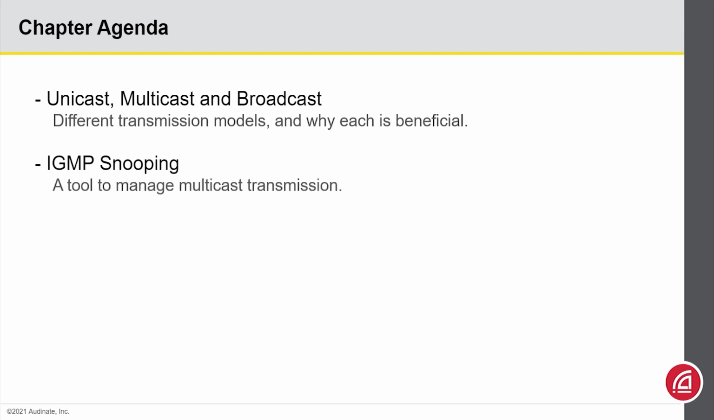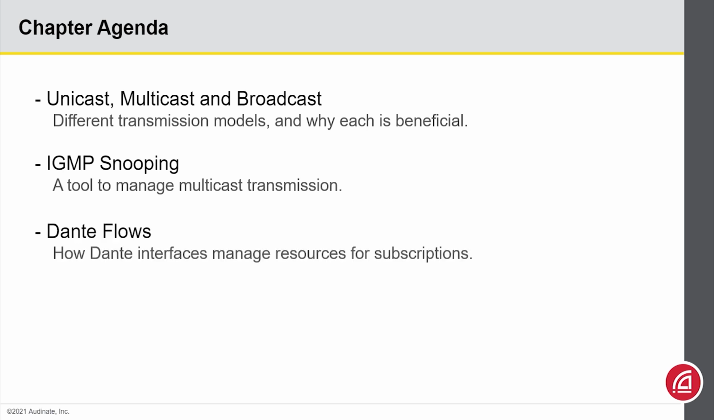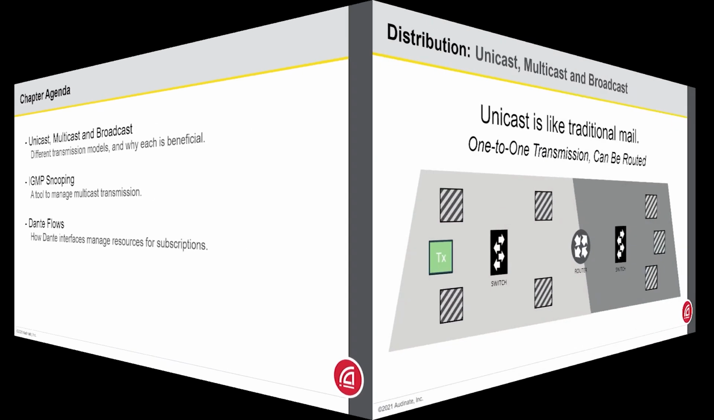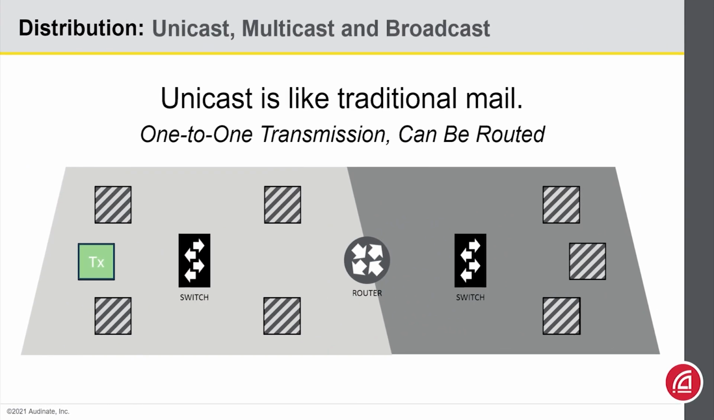In this chapter, we'll also talk about IGMP snooping, which is a way of managing your multicast traffic. And we'll close with a section on Dante Flows, which is basically how Dante manages its resources, ensuring you don't oversubscribe the processors. So let's start with unicast transmission.